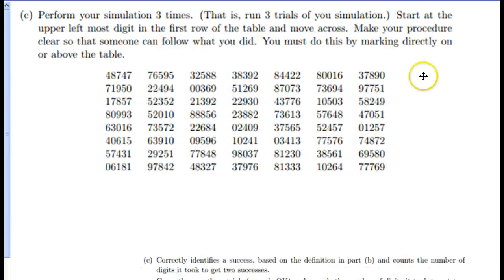So then the third step is you actually have to perform the simulation. And so you would go through and you would make some markings on here. Perform it 3 times. So start at the upper left digit. So you might say, okay, trial 1.